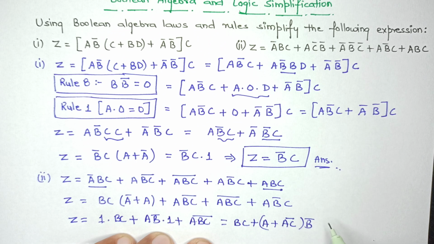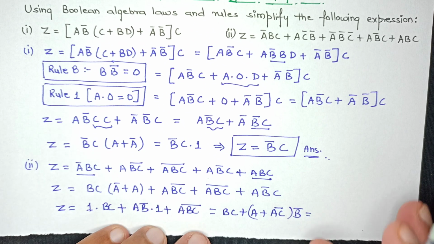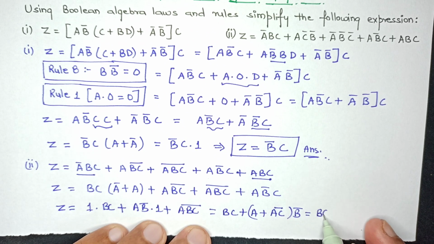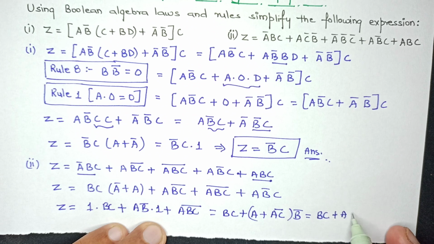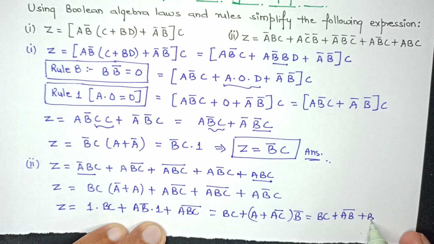And when you solve this, the final answer that you get on solving this equation is BC plus AB bar plus BC bar.